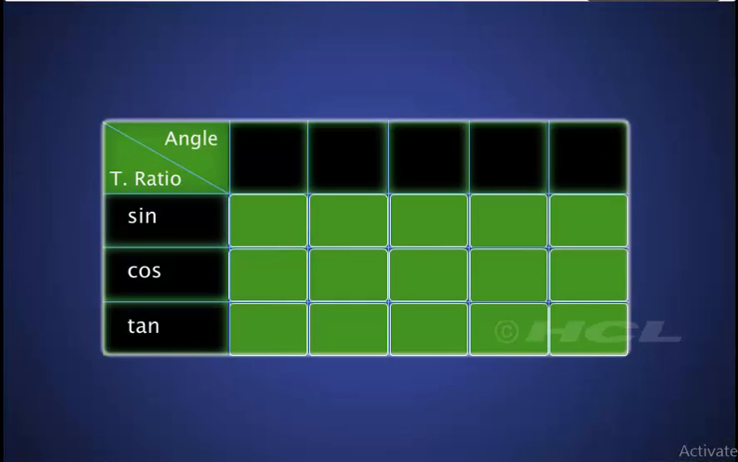Using the properties of triangles, we can find the values of trigonometric ratios for some specific angles such as 0, 30, 45, 60, and 90 degrees. Let's see how.